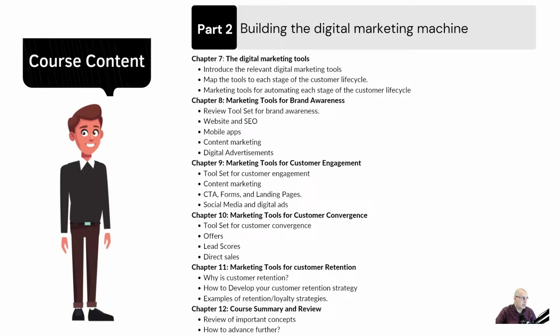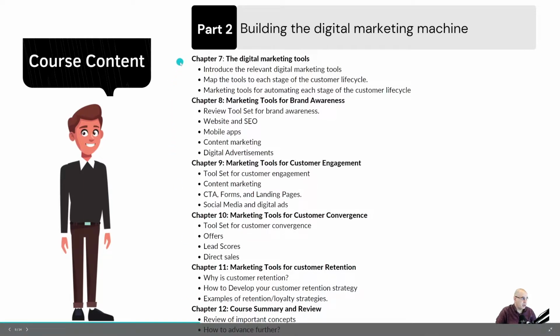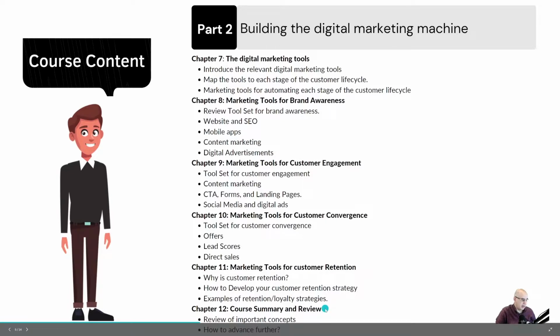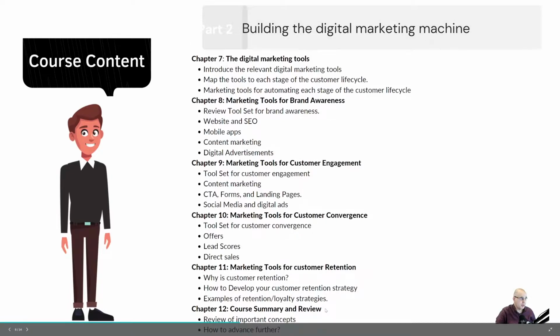In part 2, this is chapter 7 now, we are doing an introduction about the automation or the building of the marketing machine. Chapter 8 will focus on the marketing tools we use for building brand awareness. Chapter 9 will be about the marketing tools for customer engagement. Chapter 10 for the marketing tools for customer conversion, and chapter 11 for the tools we use in customer retention. Chapter 12 will be a summary of the entire course.